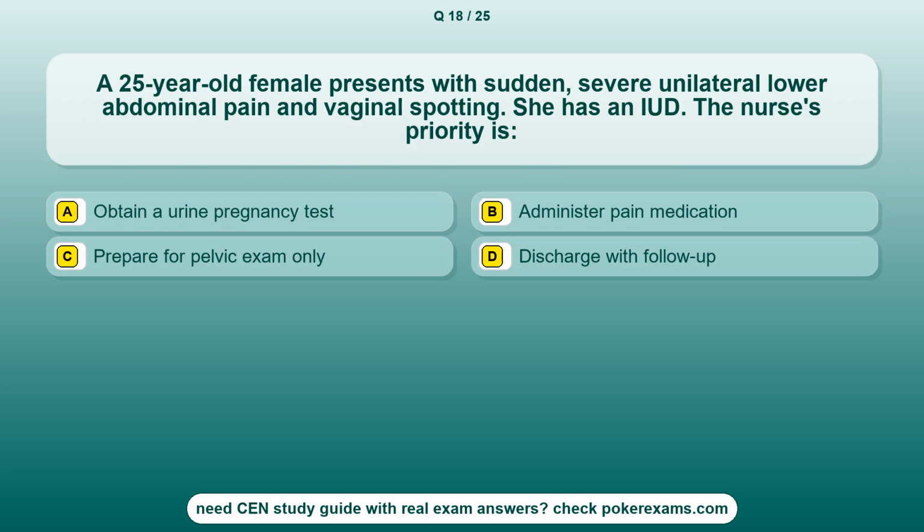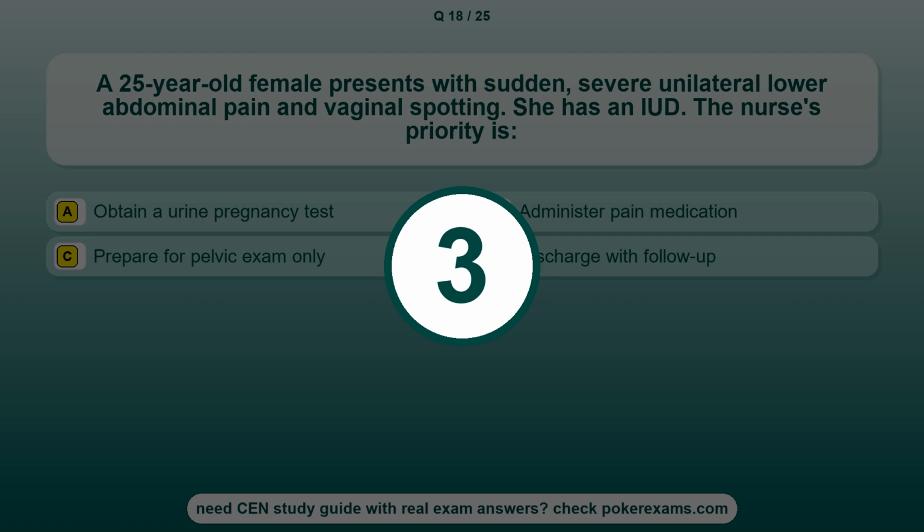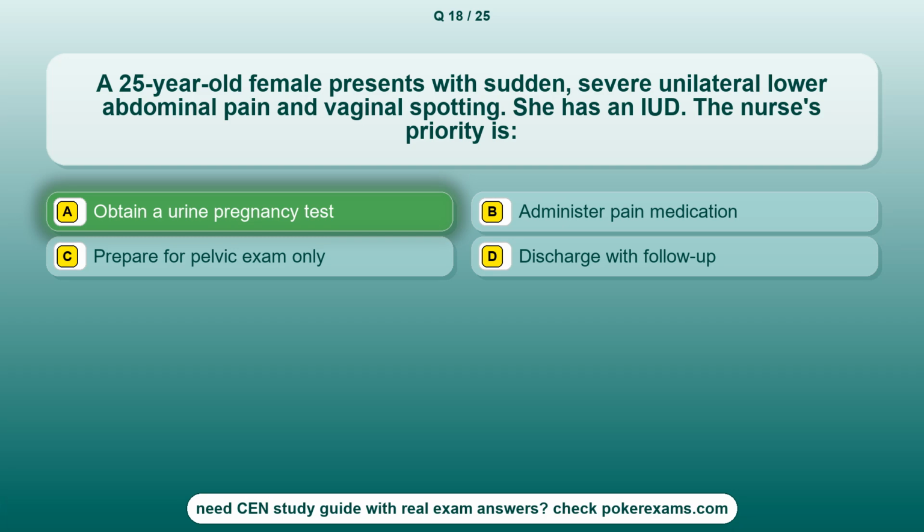Question 18. A 25-year-old female presents with sudden, severe unilateral lower abdominal pain and vaginal spotting. She has an IUD. The nurse's priority is Option A, obtain a urine pregnancy test. Option B, administer pain medication. Option C, prepare for pelvic exam only. Option D, discharge with follow-up. The correct answer is option A, obtain a urine pregnancy test.